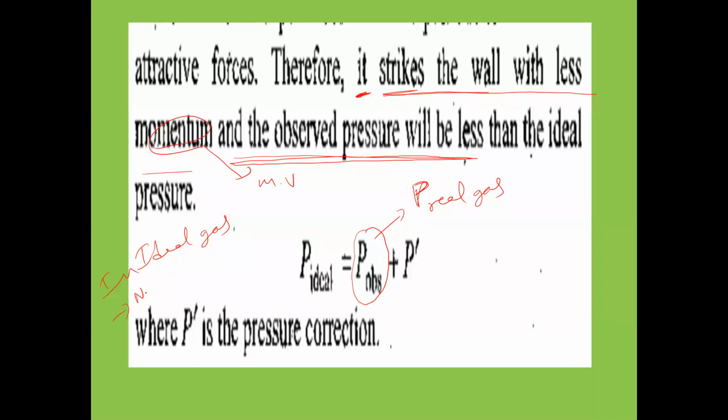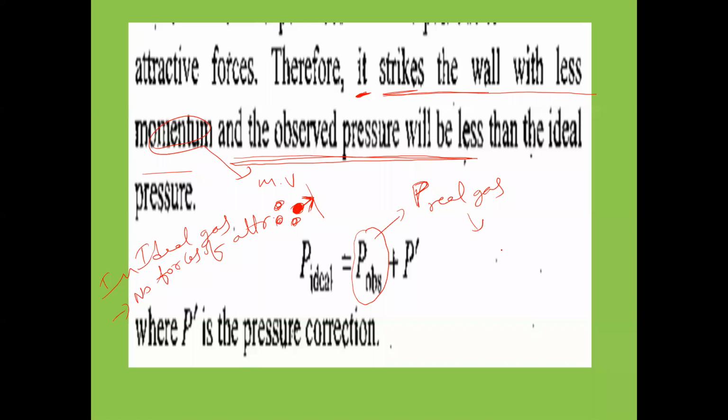In ideal gases, there are no forces of attraction. When there are no forces of attraction, this particular molecule is not experiencing any inward pull by these molecules. These molecules are not attracting this particular molecule, so no attractive forces. That's why on the wall, it will be exerting more pressure. In an ideal gas, a particular gas molecule is not attracted by other molecules. No attractive force between the gas molecules. Therefore, it will be exerting more pressure on the walls in an ideal gas.